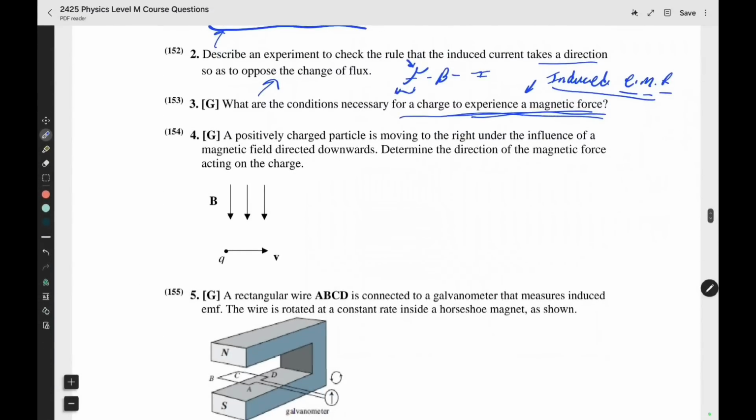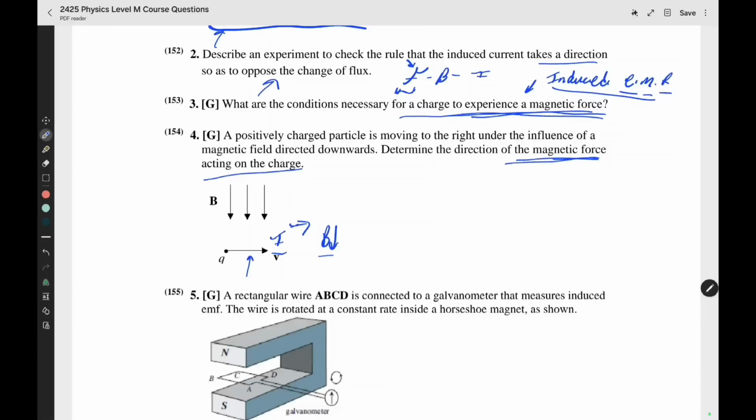Anyway, a positively charged particle is moving to the right under the influence of a magnetic field pointing down. So the motion is to the right, and the magnetic field is down. They want the direction of the magnetic force. Sorry, how is this the force? This is the current, because it's a charge moving to the right. Obviously, when charges move, that's called electric current. So they gave us I, they gave us B, and they want us to know the direction of the magnetic force. To do this, you're going to need to use the IBF or FBI rule, whatever you deem fit.